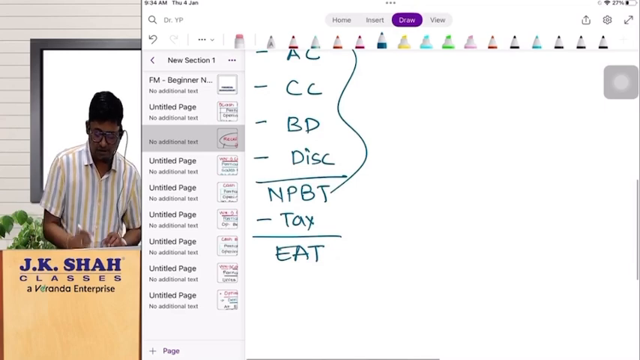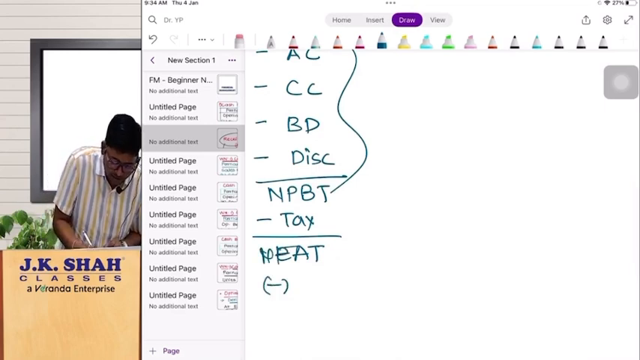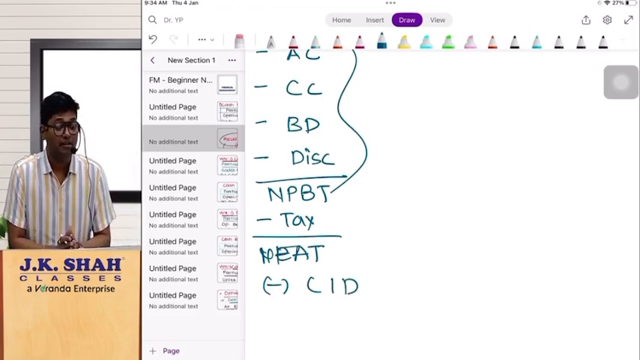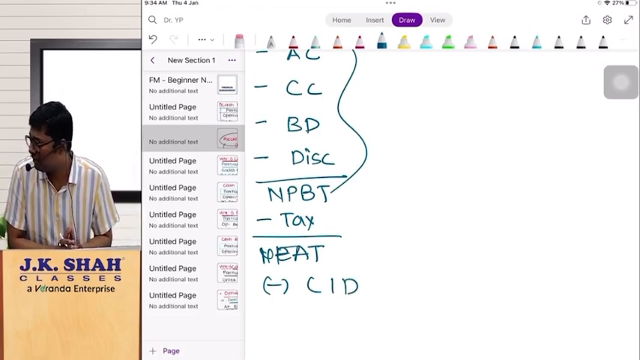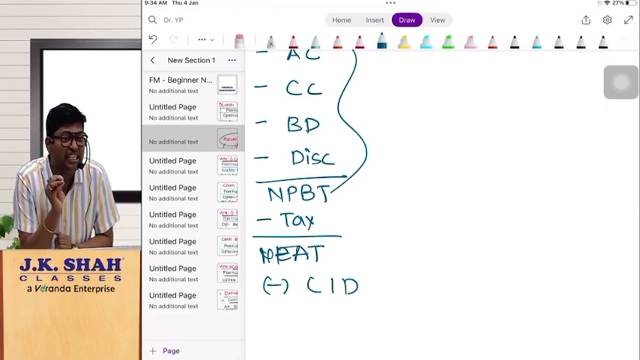After deducting tax, you are going to get net profit after tax, and from that we are going to deduct CID. This is something new. New episode of CID is coming. This is cost of investment in debtors. Generally, it is called opportunity cost.